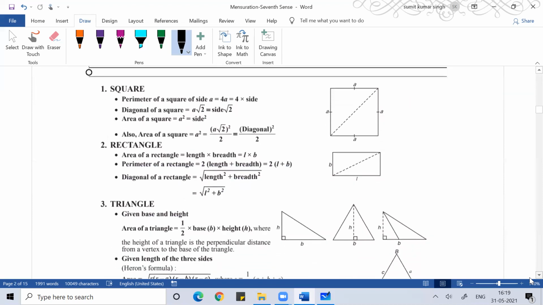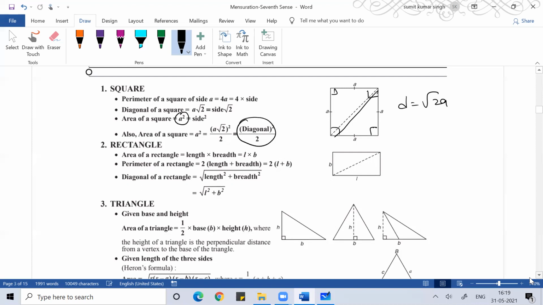Then square and all, when we talk about area, we square. In a square, all sides are equal. Perimeter is 4a, and the diagonal of a square is root 2 a. You know that diagonals are equal. So all that is given. Area of square: two formulas are there. Remember both the formulas.